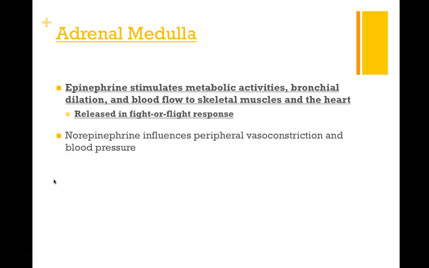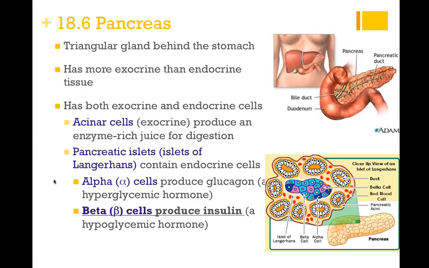Epinephrine is going to stimulate any of our metabolic activities, bronchial dilation, and blood flow to our skeletal muscles and heart. Our norepinephrine will influence our peripheral vasoconstriction and blood pressure. Now for our pancreas. This will be our triangular gland that sits posterior to the stomach, and you could see that the head is cradled by the duodenum.